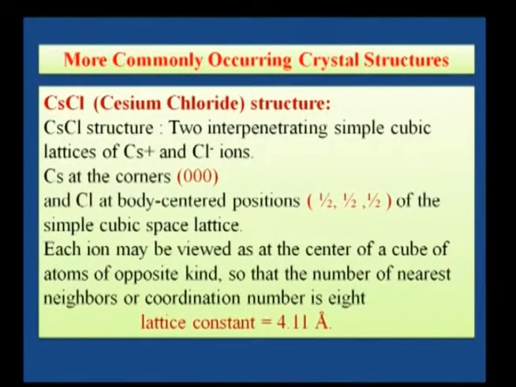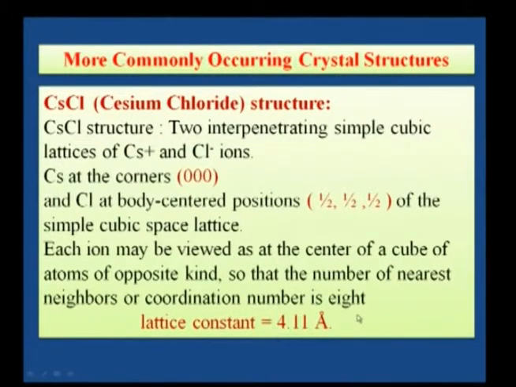So, it is two interpenetrating simple cubic lattices of cesium and chlorine ions. Cesium at the corners and the chlorine at the body centered positions, as I have shown you earlier. Each ion may be viewed as at the center of a cube of 8 atoms of the opposite kind. Okay. So, the number of nearest neighbors or coordination number is 8. The lattice constant is 4.11 angstroms.